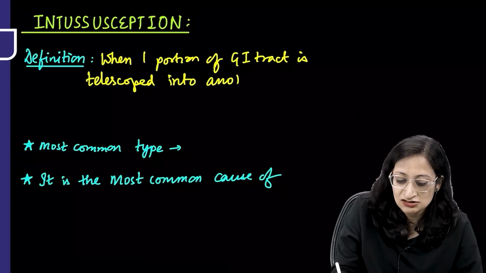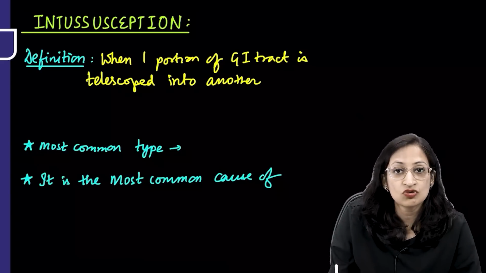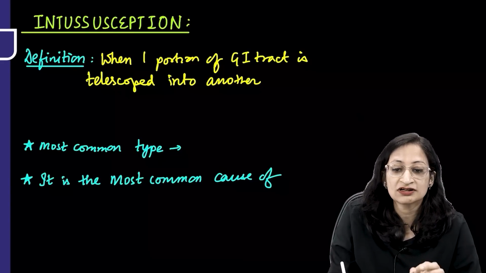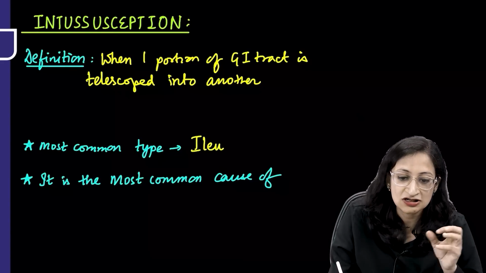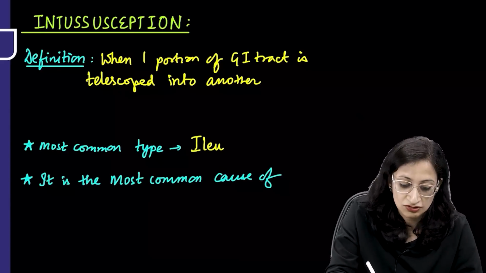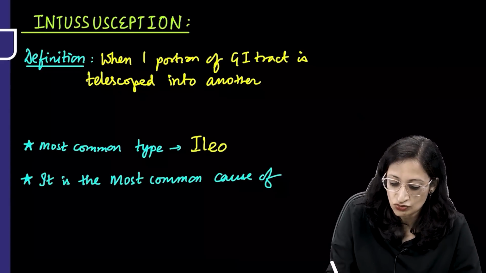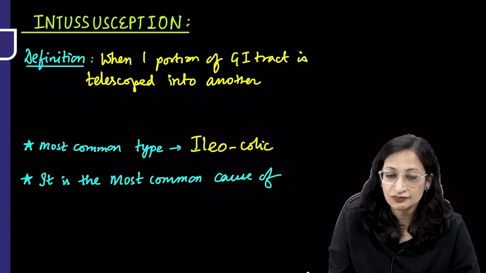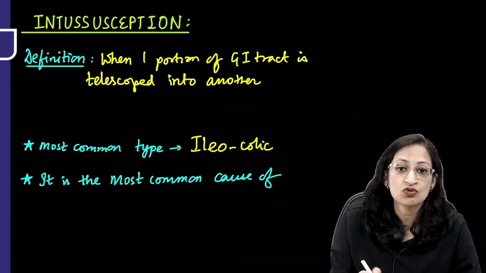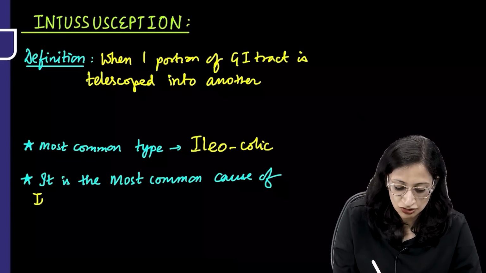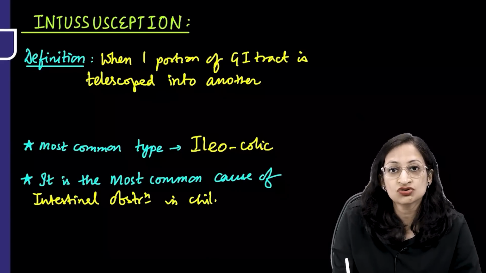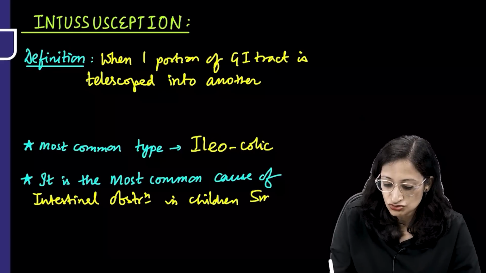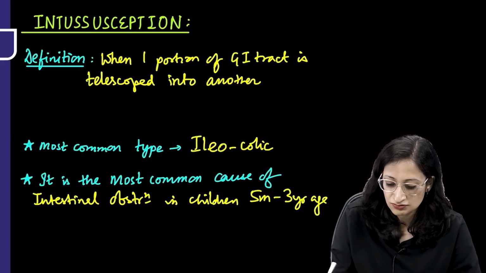Then you call it intussusception. The most common type is the ileocolic type of intussusception, where a part of the ileum, the terminal ileum, is telescoped into the colon. And this intussusception is the most common cause of intestinal obstruction in children between 5 months to 3 years of age. Right?